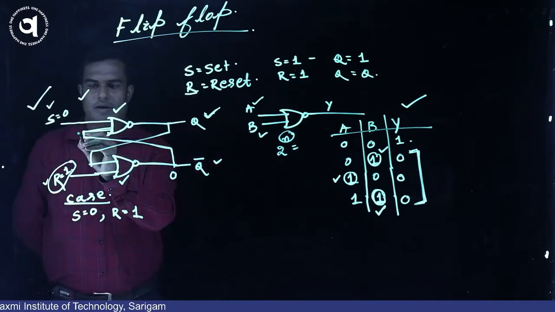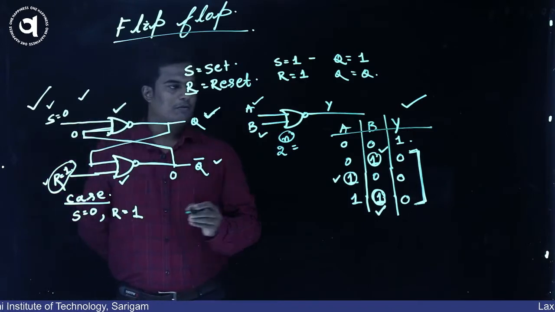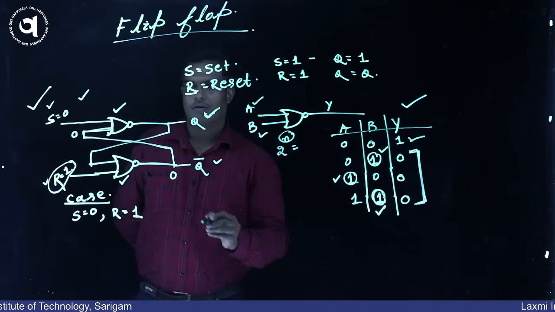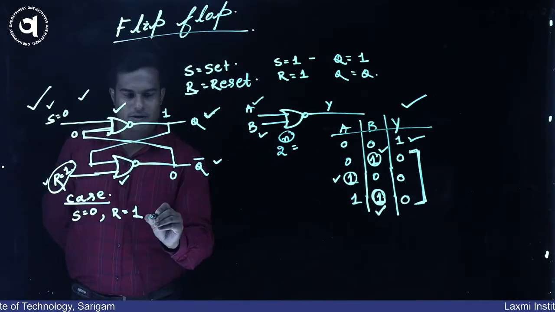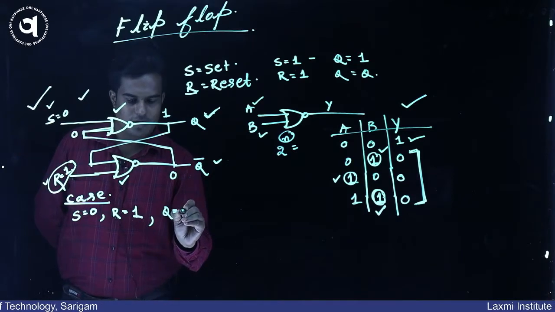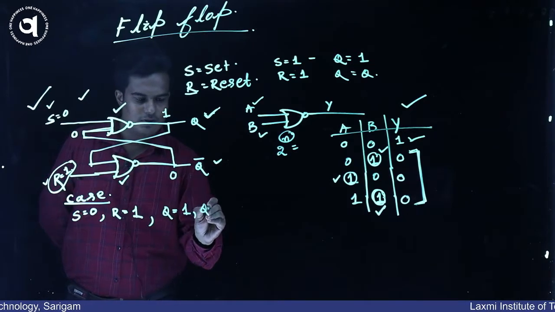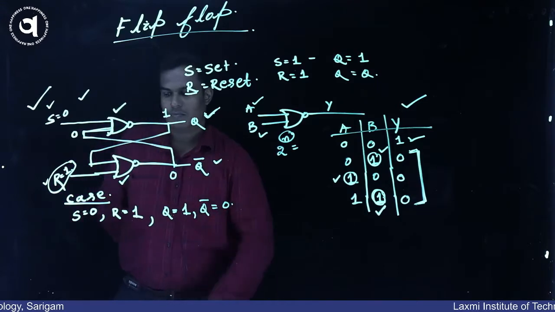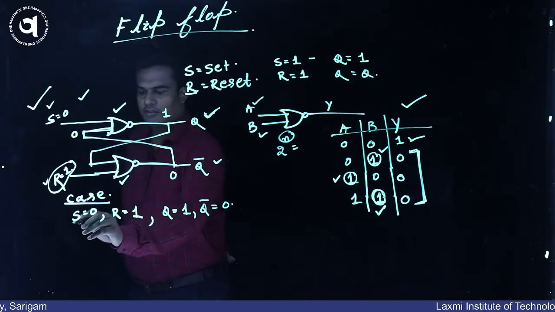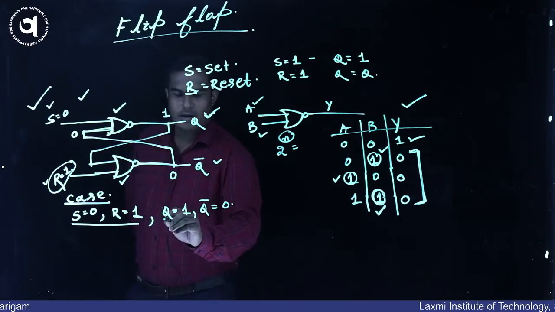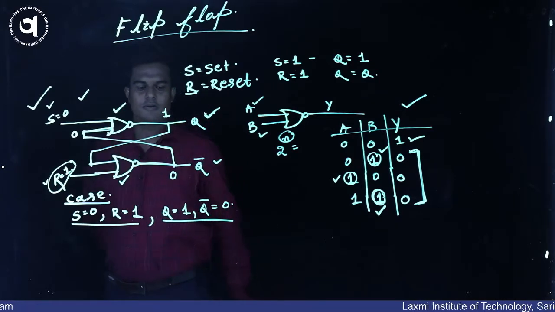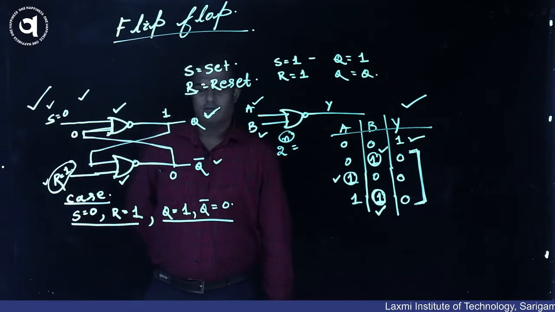So here both the inputs are now 0. When both the inputs are 0, it will make the output equal to 1. So I can conclude Q is equal to 1 and Q bar equals 0. So when our inputs are S equal to 0 and R equal to 1, it will make the output Q equal to 1 and Q bar equal to 0.